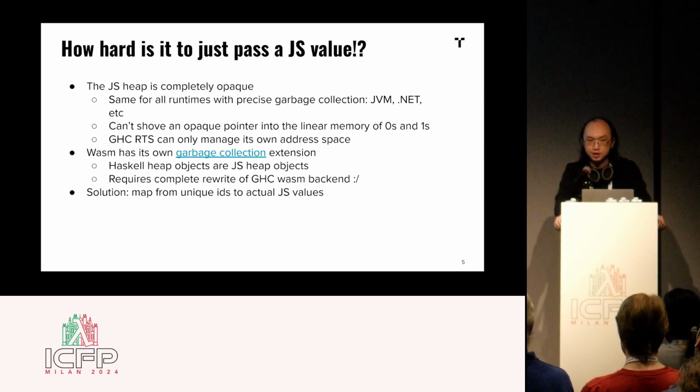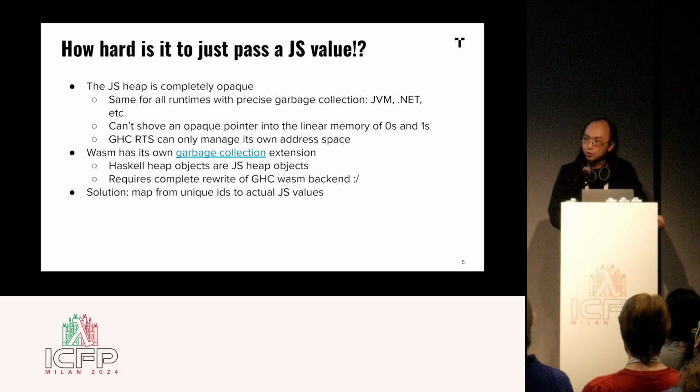Well, actually, there is a low-tech solution to that. If we cannot store an opaque pointer within the linear memory of zeros and ones, how about we just store unique IDs and maintain the mappings from IDs to actual JavaScript values within the JavaScript world?